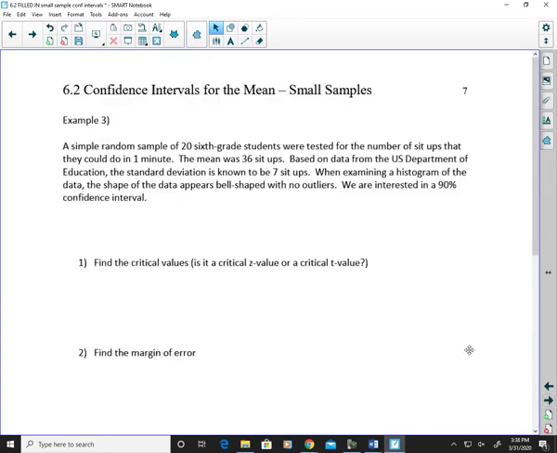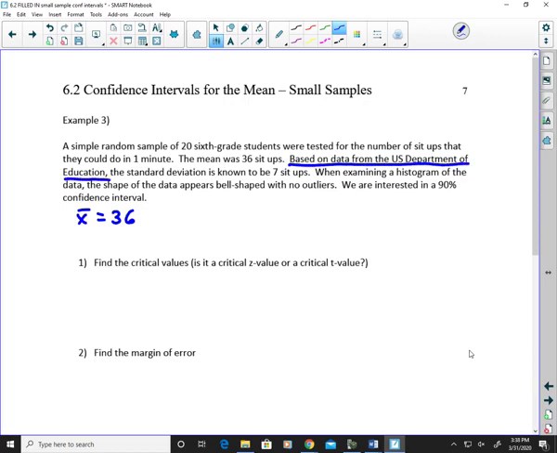Okay, simple random sample, 26 sixth grade students. They were tested on the number of sit-ups that they could do in 1 minute. The mean number of sit-ups that they could do was 36 sit-ups. Based on data from the U.S. Department of Education. You see, there's something interesting. It's coming from not our sample, but from some other source. That gives us a known standard deviation of 7.